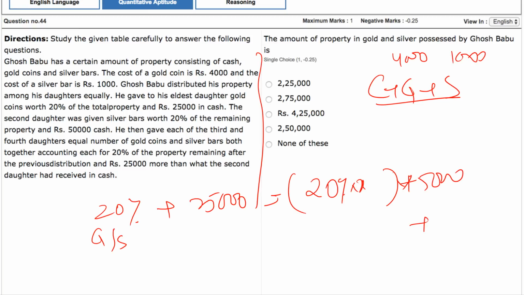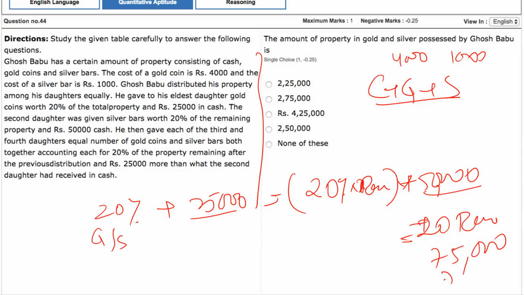Third and fourth daughter, he gave 75, now 50,000. He gave the third and fourth each 20% of the remaining, I do not know whatever it is, some remaining property. But how much is given here? After the previous distribution, 25 more. So that means he is giving 25,000 more than the 50,000 cash. So to the next 2 daughters, he is giving 75,000 cash each. This is what is given.